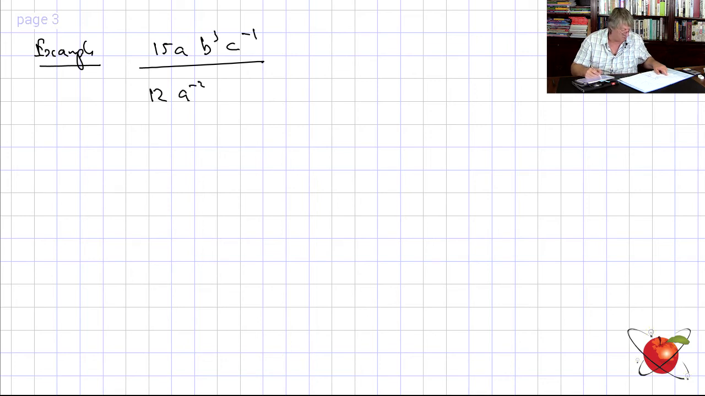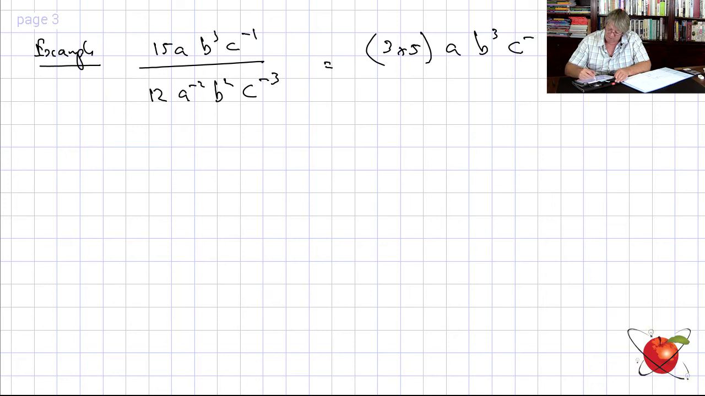Okay, here we go. It's this one: 15a b cubed c minus 1 over 12a to the minus 2 b squared c minus 3. Step 1 is prime factors. 15 is 3 times 5, to the a b cubed c minus 1, over 12, which is 2 squared times 3, 4 times 3, a minus 2, b squared, c minus 3.